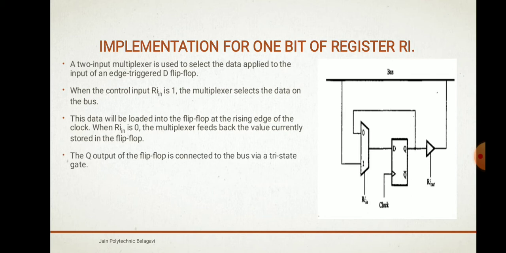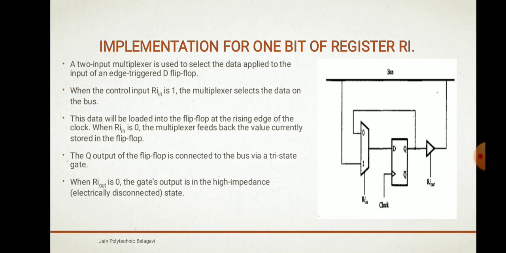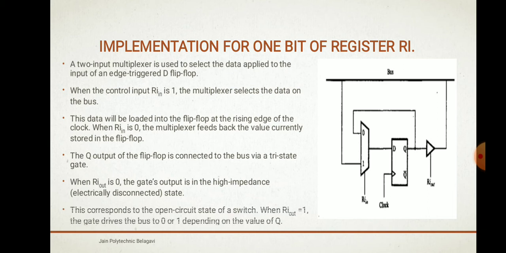Now the Q output of the flip-flop will be connected to the bus via a tri-state gate. When Ri out is 0, the gate's output will be high impedance, meaning an electrically disconnected state. This corresponds to an open circuit, which means there is no connection. When Ri out is 1, the gate drives the bus to 0 or 1 depending on the value of Q.